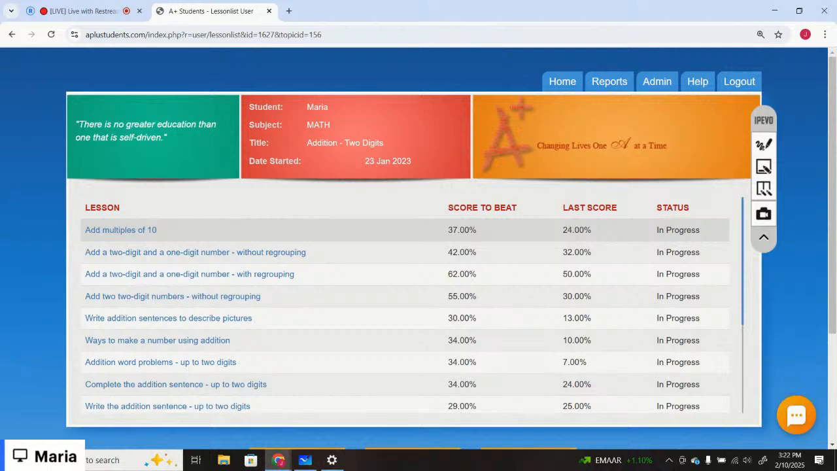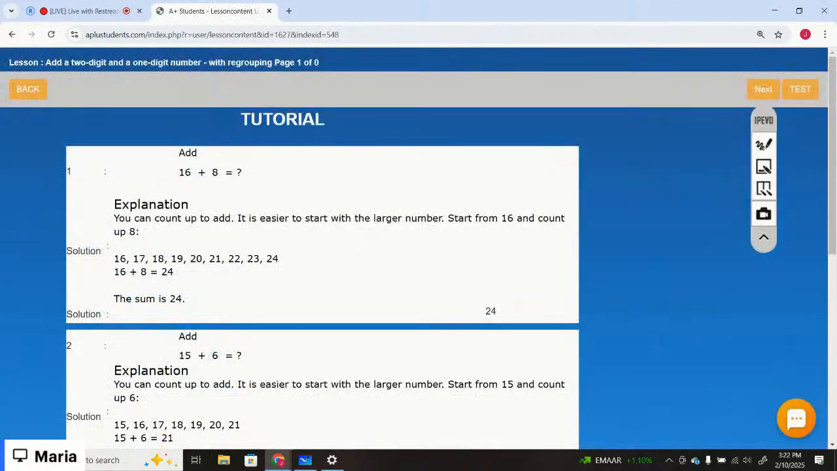Add a two-digit and a one-digit number with regrouping. Let's just start with the lesson.